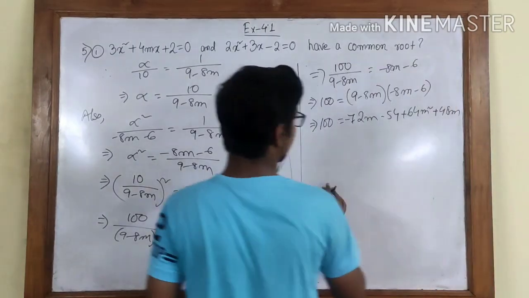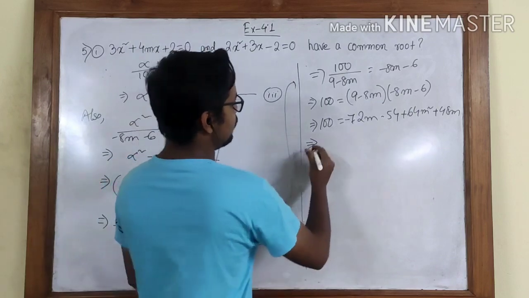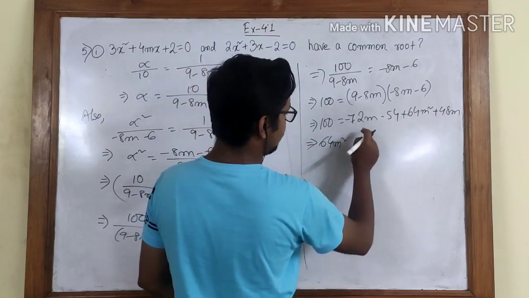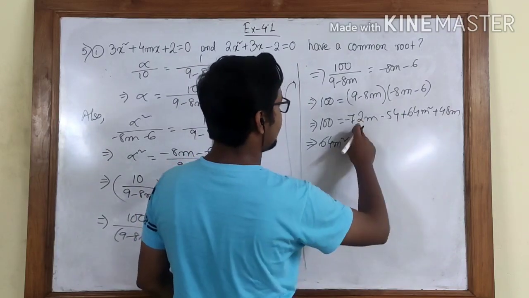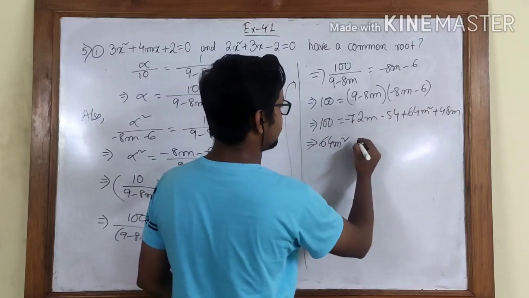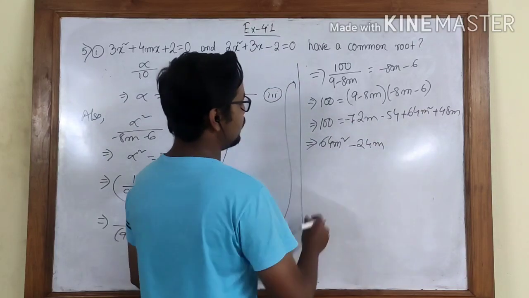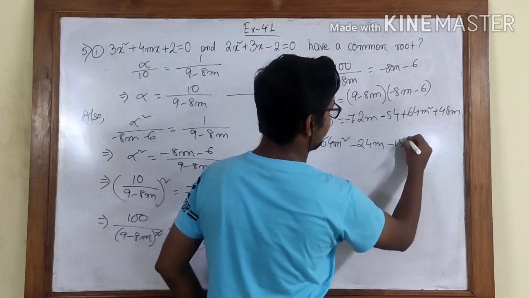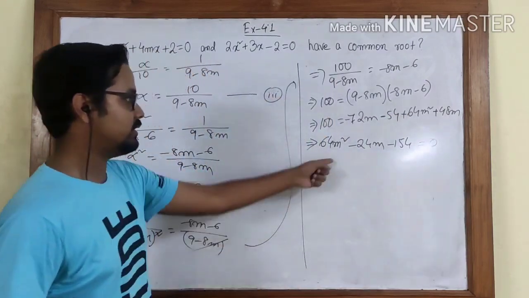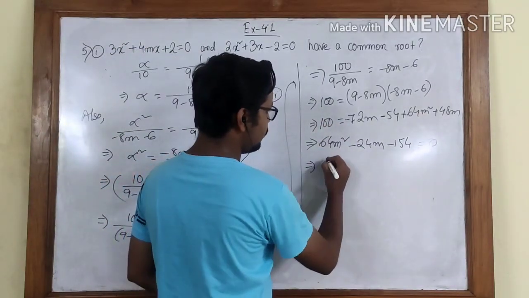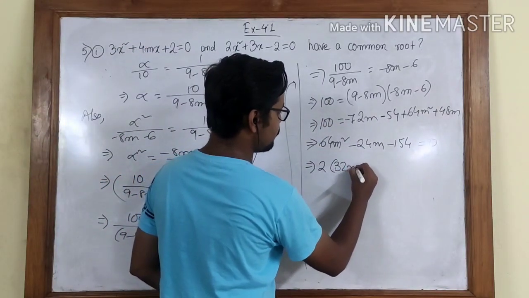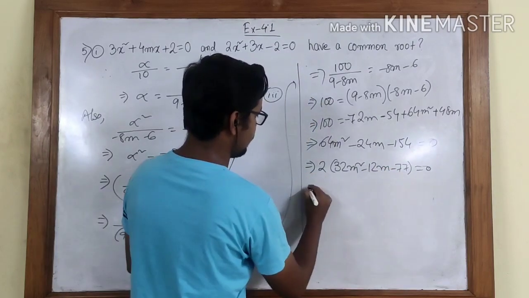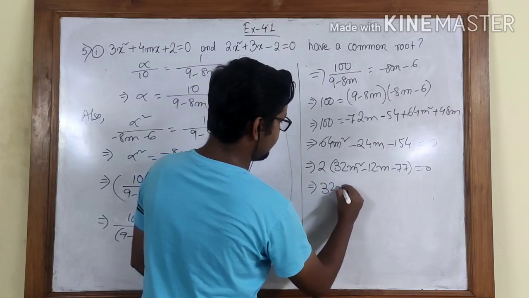Okay. So now let us move on. So we will have 64m square. Then we have 48m and 72m, but 48 is plus, this is minus, so it will be minus 24m. If I side change this, there is minus 54 and minus 100, so it will be minus 154 equal to 0. This is the equation that I have. I will take only 2 common here, so it will be 32m square minus 12m minus 77 equal to 0.